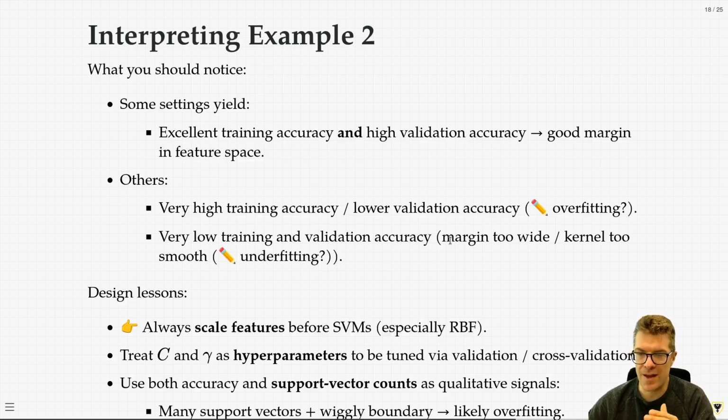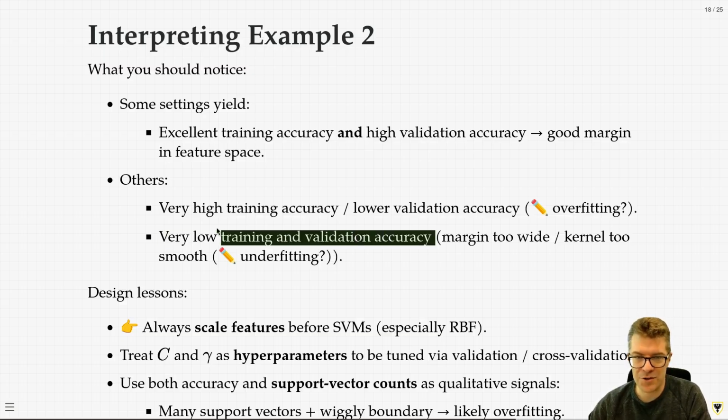This might mean that the margin is too wide. Maybe the kernel is too smooth. Is this an example of underfitting? So think about it a little bit. This is really just for your own exercise to try to remember what overfitting and underfitting are and try to frame those within the context of margins. And also, diagnose those problems in terms of the relationship between the highness and lowness of training and validation accuracy, which we talked a lot about in the bias and variance module.